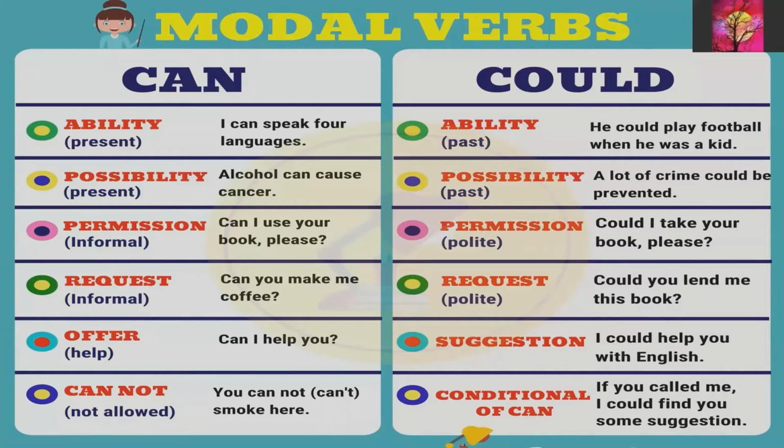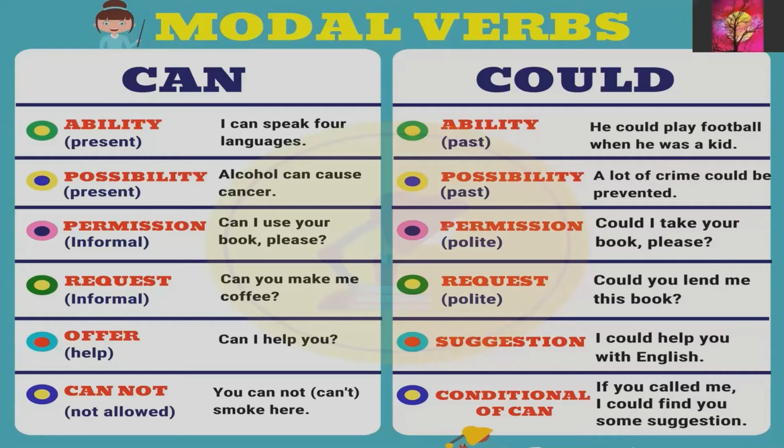It can also be used to show that something is not allowed. When you're using the negative form of can, that is cannot or can't, then you use it to say that you're not granted permission for or not allowed something. For example, "You cannot smoke here" or "You can't smoke here."